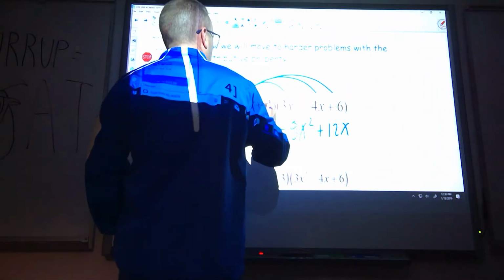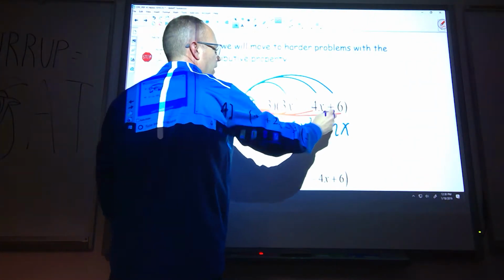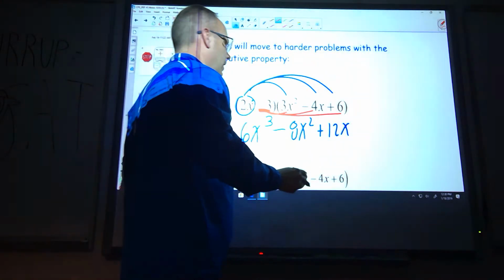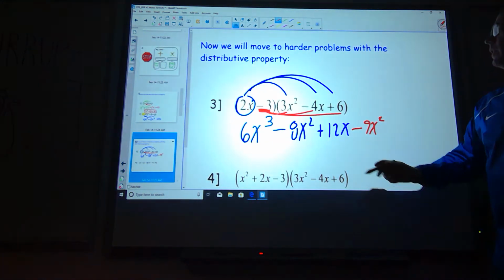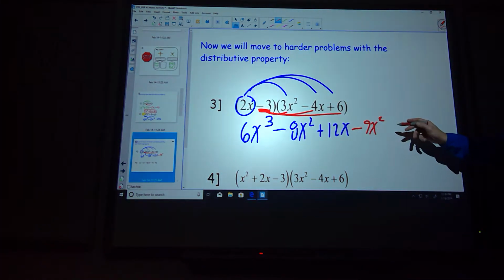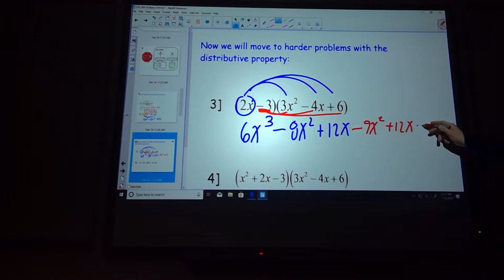Then the next one, I'm going to make sure I distribute negative 3 here, and here, and here. So negative 3 times 3x squared is negative 9x squared. And negative 3 times negative 4x is positive 12x. And negative 3 times 6 is negative 18.